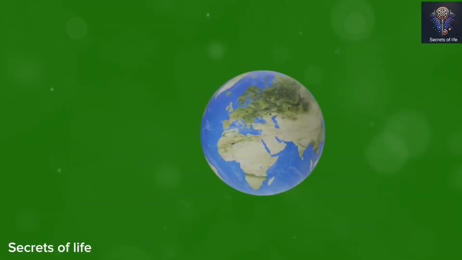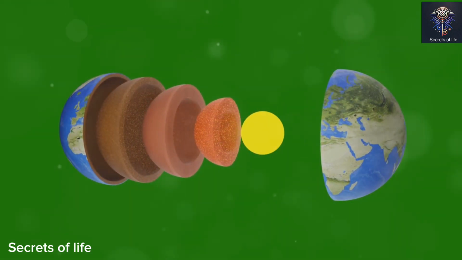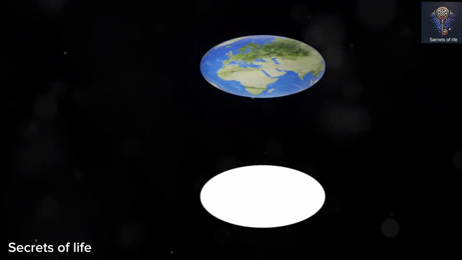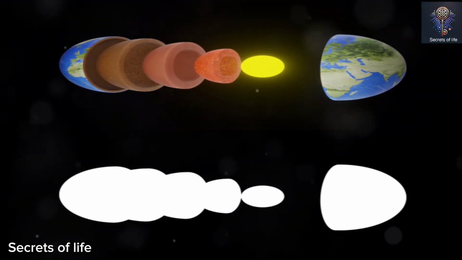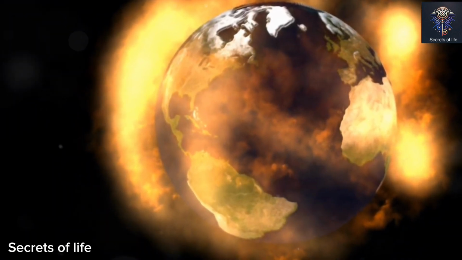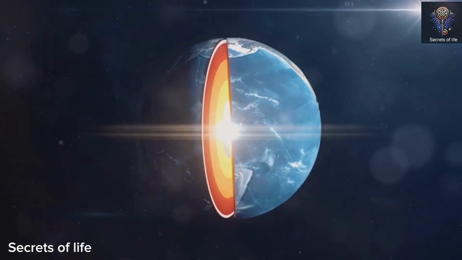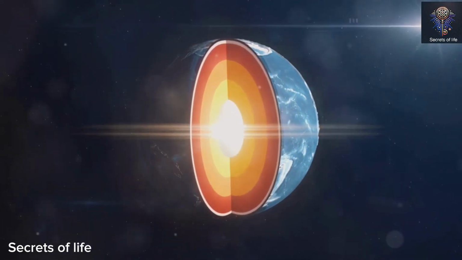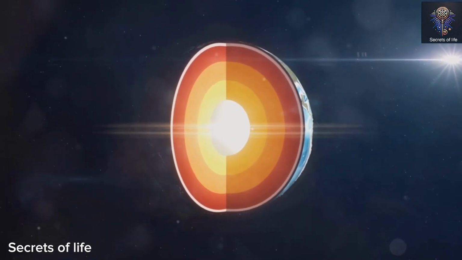The inner core has a radius of about 1,220 kilometers, making it roughly the size of the Moon. This immense sphere is a key component of our planet's overall structure. Despite the extreme temperatures, which are estimated to be around 5,200 degrees Celsius, the inner core remains solid. These temperatures are comparable to the surface of the Sun, yet the core does not melt.